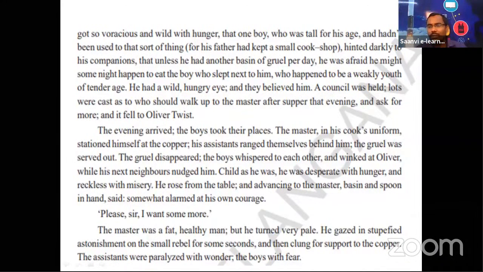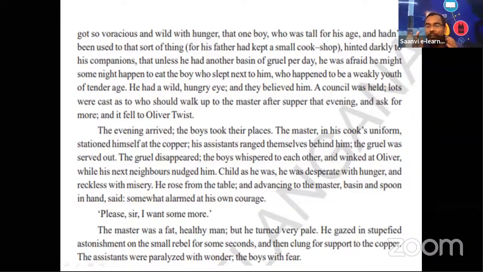his age. That boy was very tall compared with the other boys staying in the workhouse, and he hadn't been used to that sort of thing. When he was at home, he used to eat a lot of food. But when he was placed in the workhouse, every day he got a little amount of food. When he had his father and mother, they fed him well. But when his parents died and he became parentless, he was brought to the workhouse, and the situation changed. His father had kept a small cook shop, so he used to get a large amount of food. That's why it is mentioned that he was not used to that sort of thing.